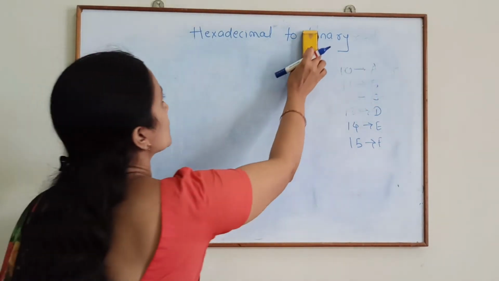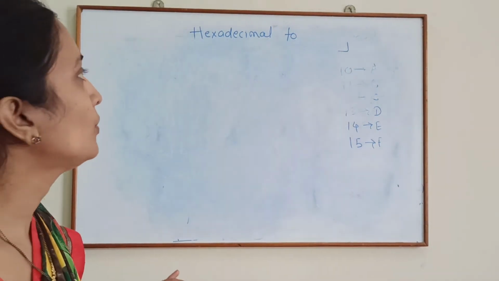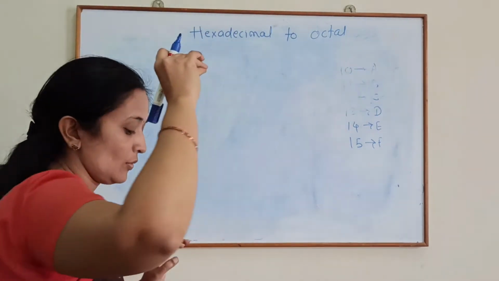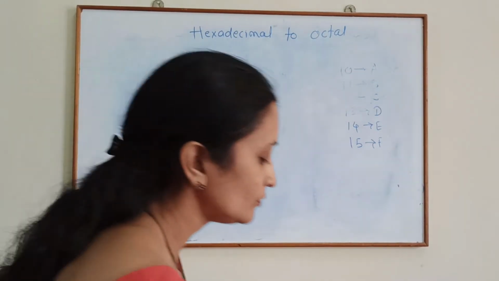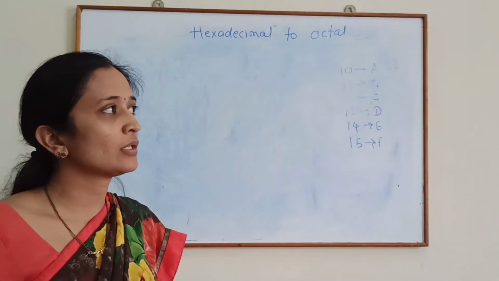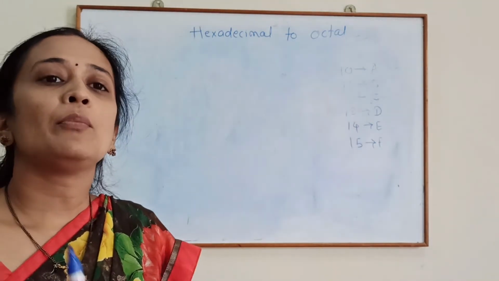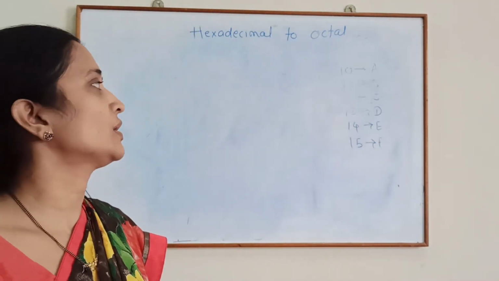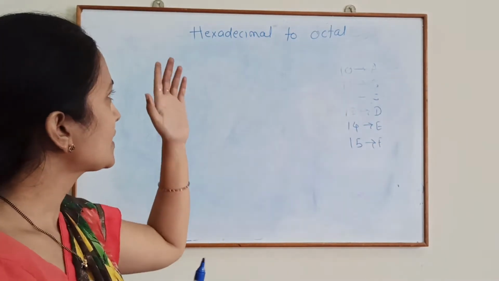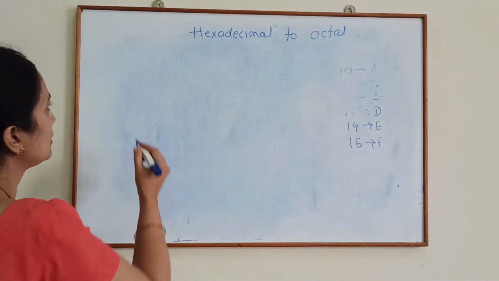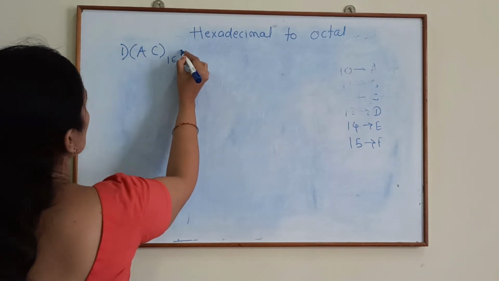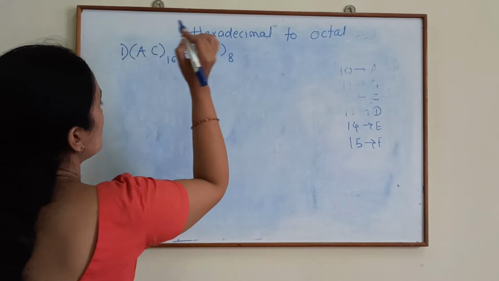Now we will see how to convert a hexadecimal number to its octal equivalent. The octal number system is the number system in which numbers have base 8, and the digits are from 0 to 7. To explain this method, we will take one example, AC. This is a hexadecimal number and we have to convert it into octal.